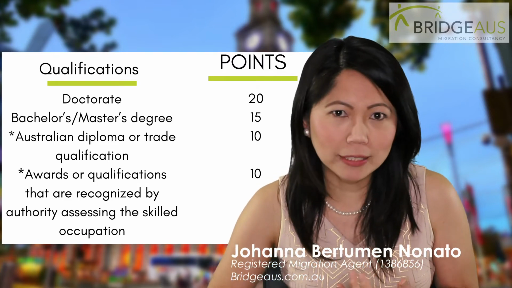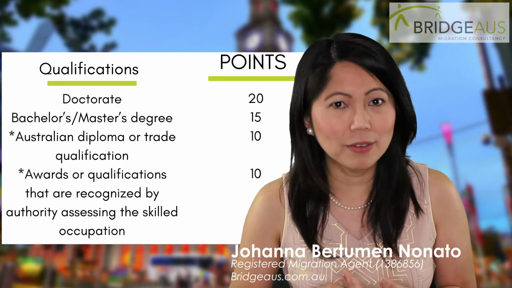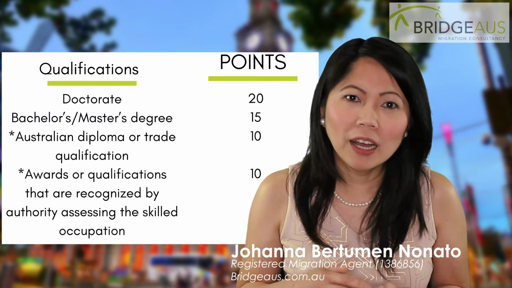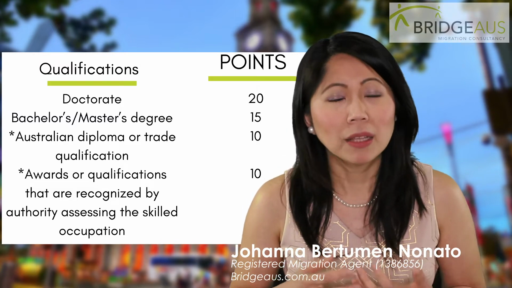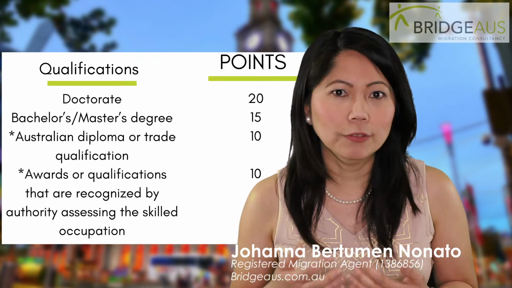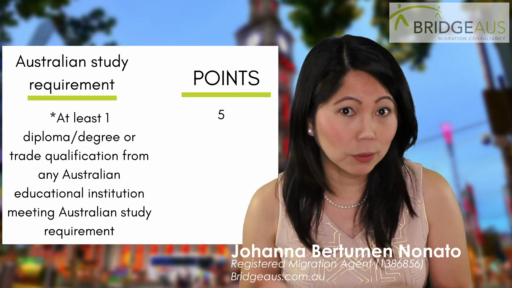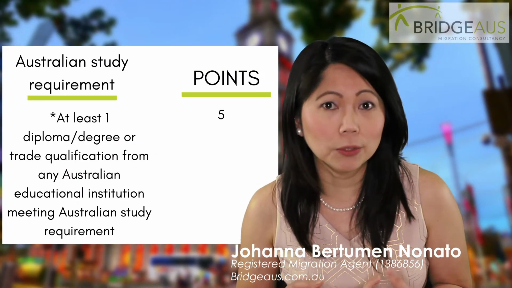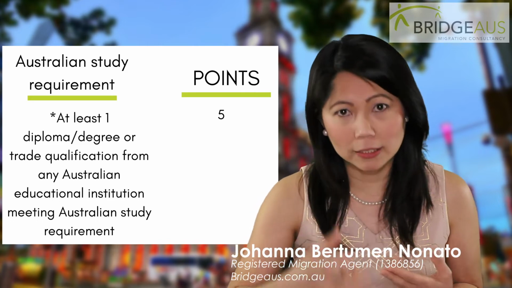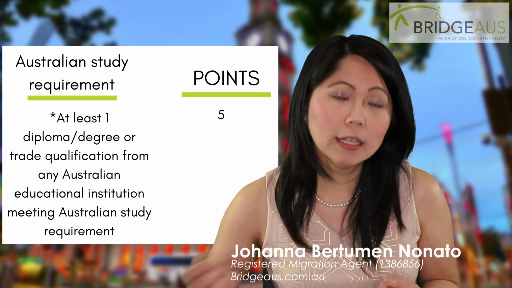So bachelor's degree or master's degree, it would be the same, 15 points. If it's below that, it's a trade degree, it's 10 points. And if it's a doctorate degree, it's 20 points. Now, some of you might have studied in Australia already. So if you studied for 2 years and that study led to an award, then that's 5 points.